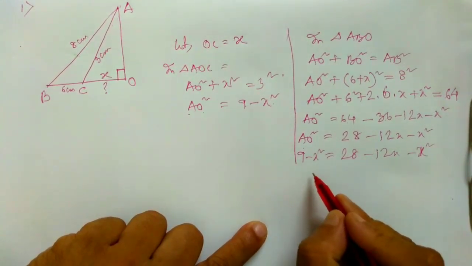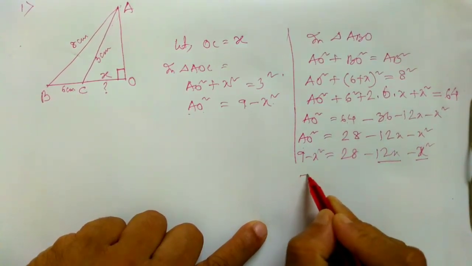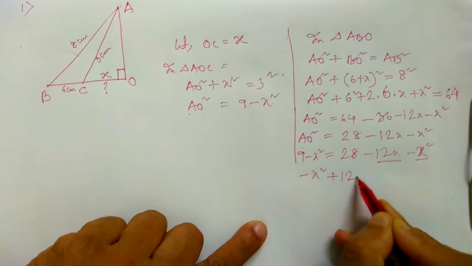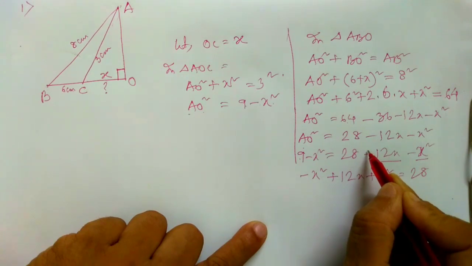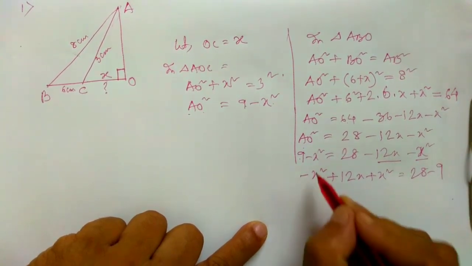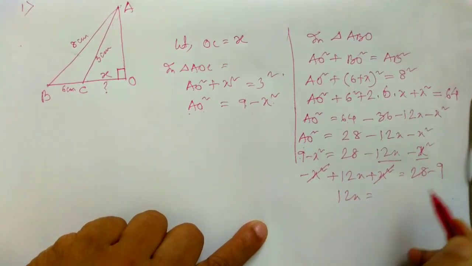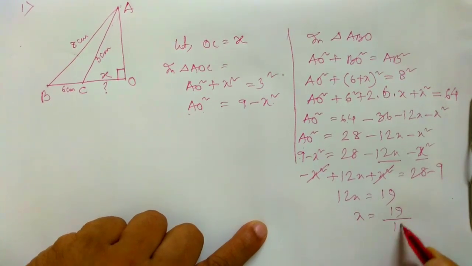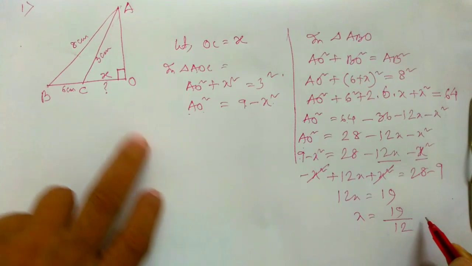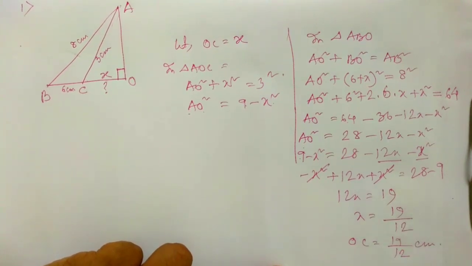So let us take all this x this side. So minus x square plus 12x plus x square, 28, this plus 9 will come this side, so it's minus 9, got it? Minus x square plus x square cancels, so 12x equal to 28 minus 9, which is 19. So x equal to 19 by 12. So we got the value of x. X is OC. So we got OC equal to 19 by 12 centimeter.